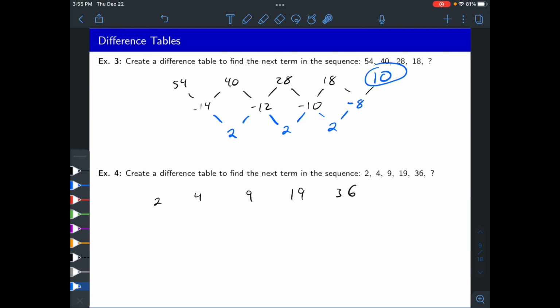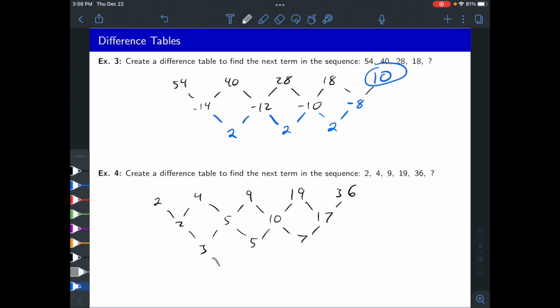Okay, the next one, our first difference table would look like this. 2 plus 2 equals 4, plus 5 equals 9, plus 10 gives us 19, plus 17 gives us 36. I personally don't see a pattern at this point, so I'm going to go ahead and create a second difference table. 2 to 5 gives us 3. 5 to 10 gives us 5. 10 to 17 gives us a difference of 7. And so here I can start to see my pattern.